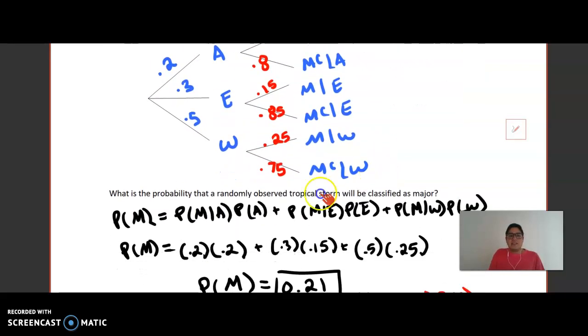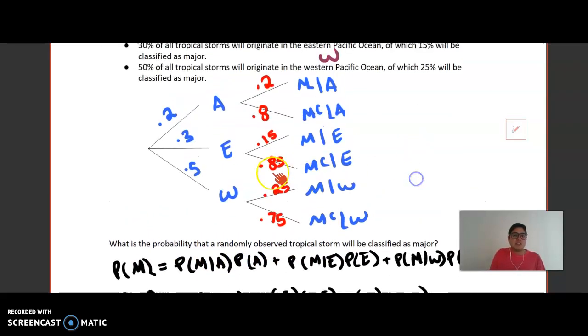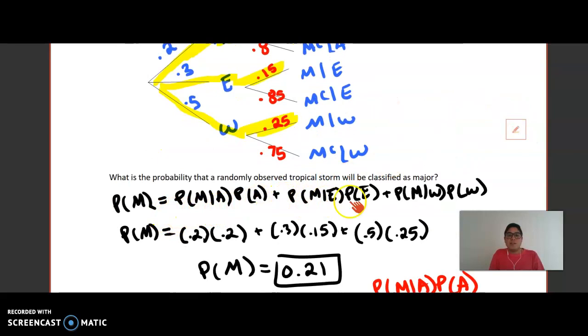So the next thing here says, what is the probability that a randomly observed tropical storm will be classified as major? So I look for all the ways that we can be classified as major. And so the first way is that from the Atlantic Ocean it's major. The second way is from the Eastern Pacific and it's major. And then the last way it's from the Western Pacific and it's major. So I have to do 0.2 times 0.2 plus 0.3 times 0.15, and you get the idea here. So here is the formula that I used. Here are my values substituted, and I determined that the probability of being a major storm is 0.21.